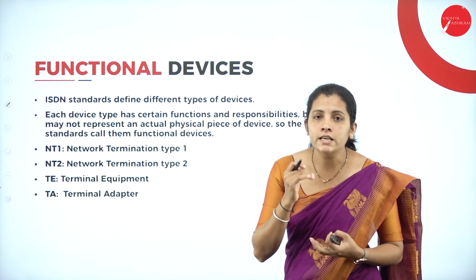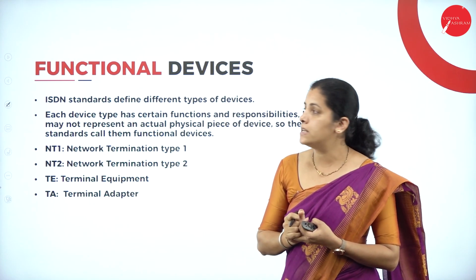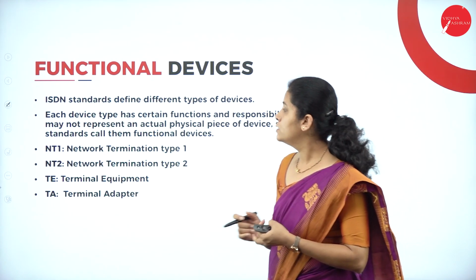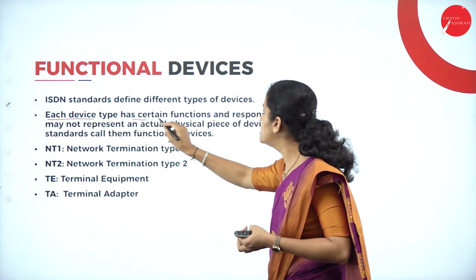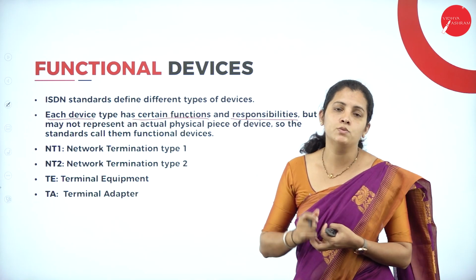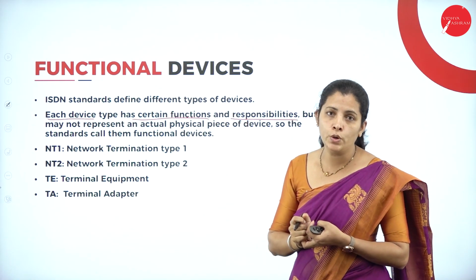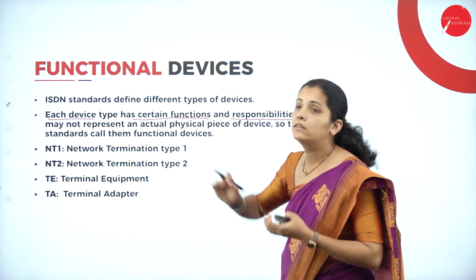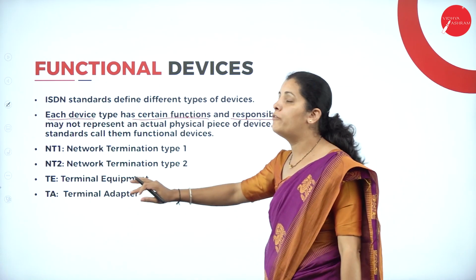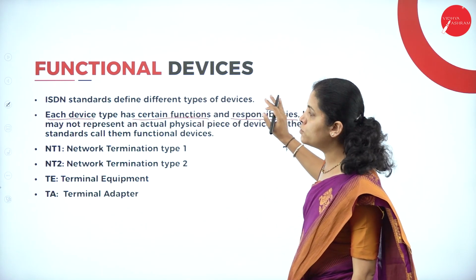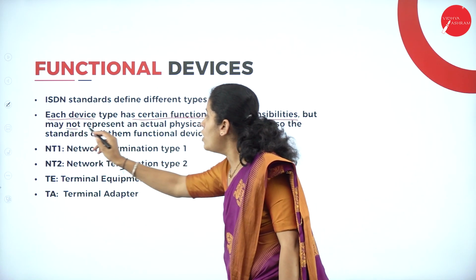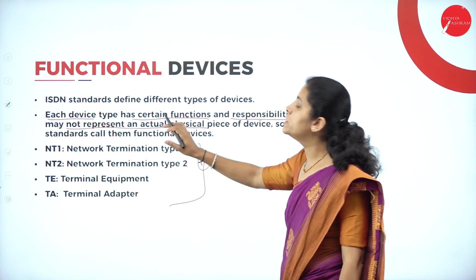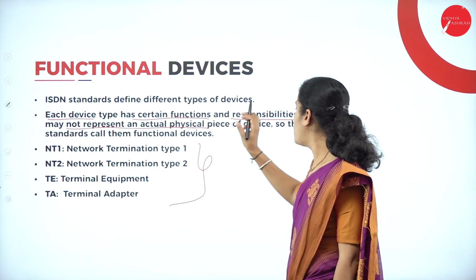Moving further, let's see the functional devices of ISDN. The ISDN supports 4 different functional devices. Each device type has certain functions and responsibilities. That means each device is responsible for performing certain functions as well as responsibilities, but they may not represent an actual physical piece. That means these are not devices which have an actual physical piece of equipment.